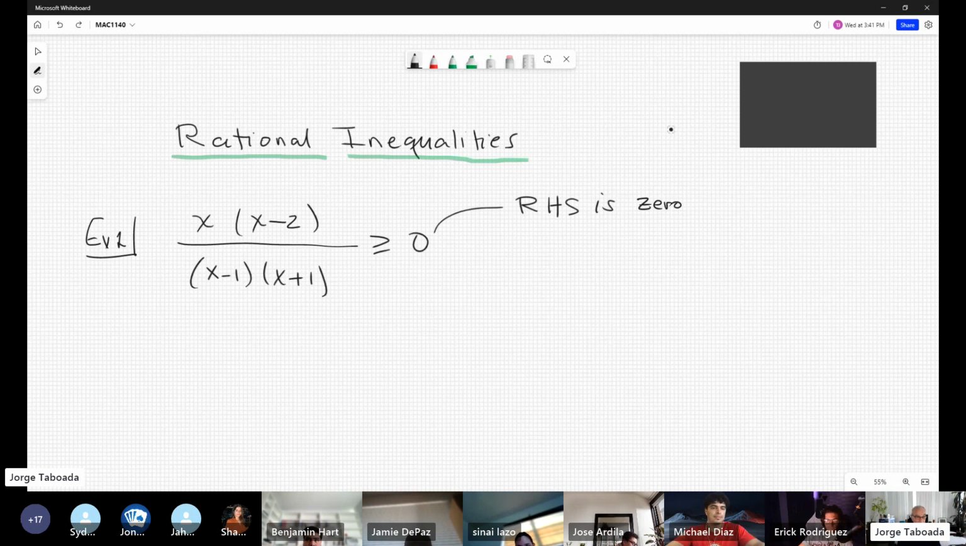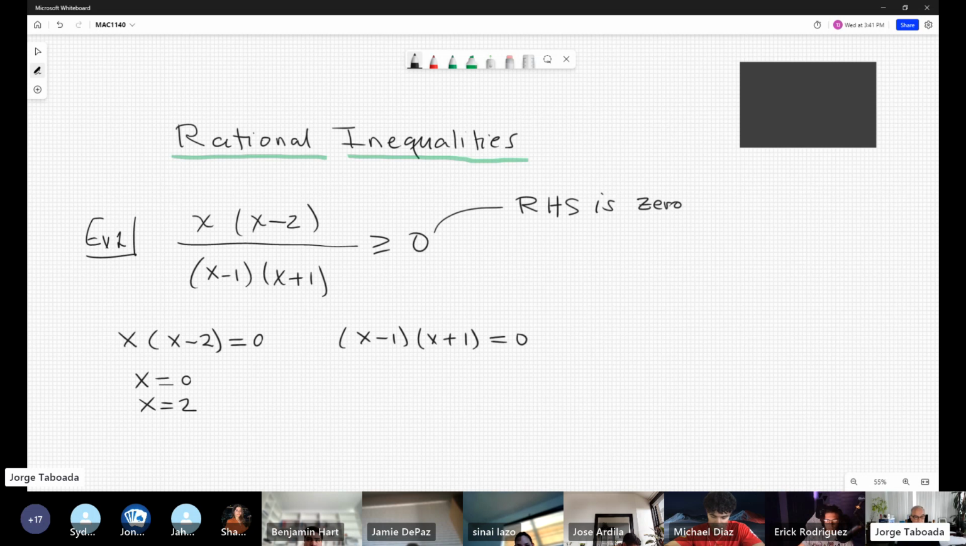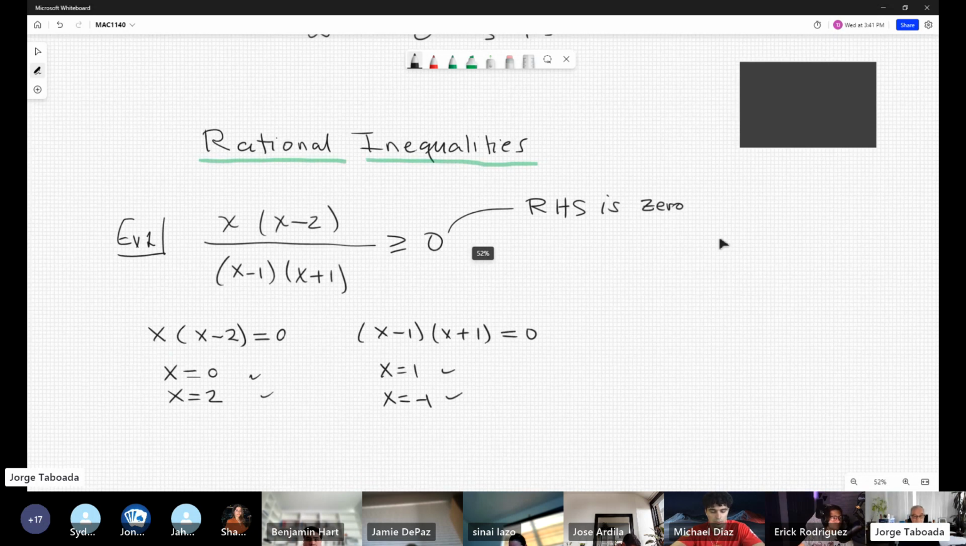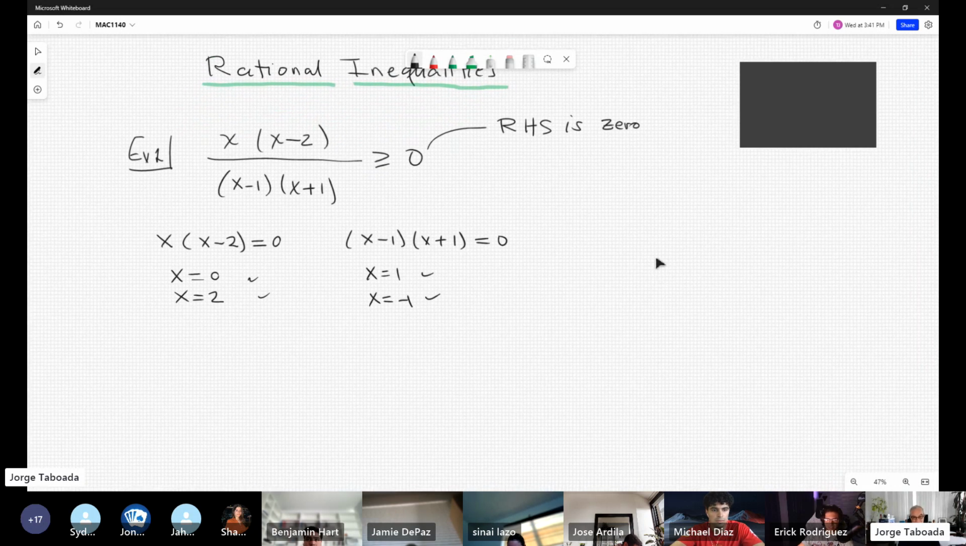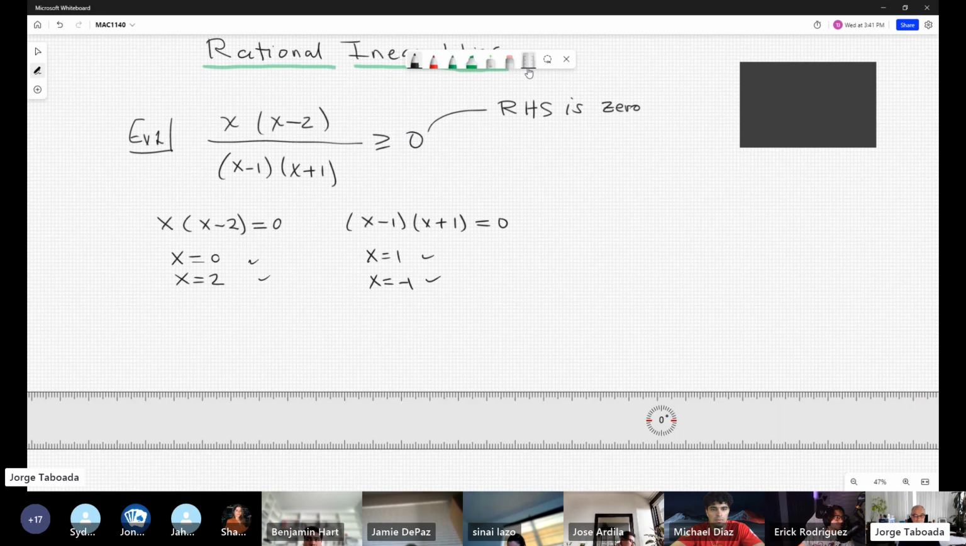Now I find the critical values. I take the polynomial at the top, equals 0. That means x equals 0 and x equals 2. I take the polynomial at the bottom, equals 0 separately, independent. It is x equals 1 and x equals -1. Entonces we have 4 critical values. 1, 2, 3, 4. Okay, no factor with an even exponent, no delete, no partial delete. This is a classical example. Okay, it's not special.